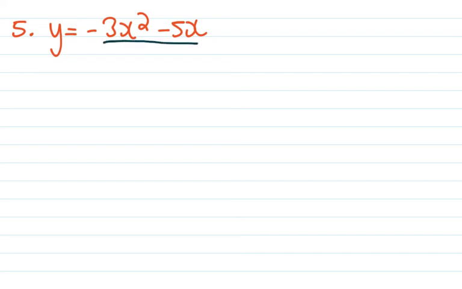Okay, number 5. Y equals negative 3x squared minus 5x. So again, look at the first two terms. There are only two terms, but you still just look at the first two terms, same as before. Take out the a value. So y equals negative 3 bracket x squared. Now, to take out a negative 3 from a negative 5, we need to do negative 5 divided by negative 3, which would be a positive 5 over 3.